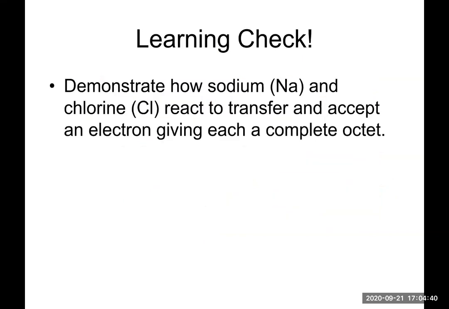So now that you have this model of electron configurations and orbital diagrams, let's use the model. Let's demonstrate how sodium and chlorine react to transfer and accept an electron, giving each a complete octet. This is something we couldn't really do with Lewis models. We had the Lewis structure model, we couldn't do this. But now we have a new model that expands our ability to look at electrons and bonding interactions. So we draw sodium first.